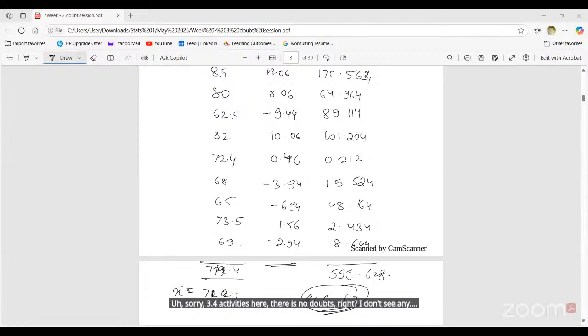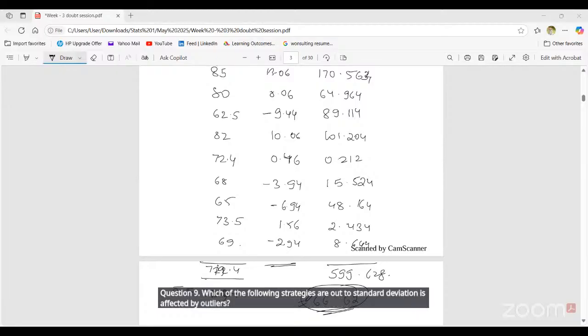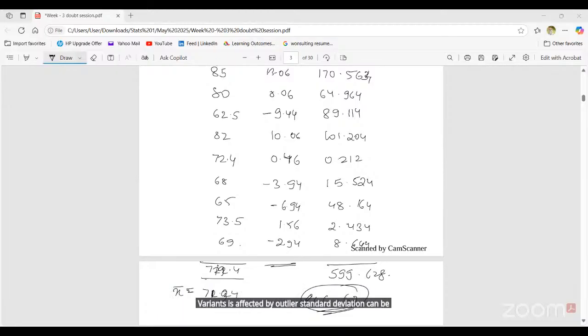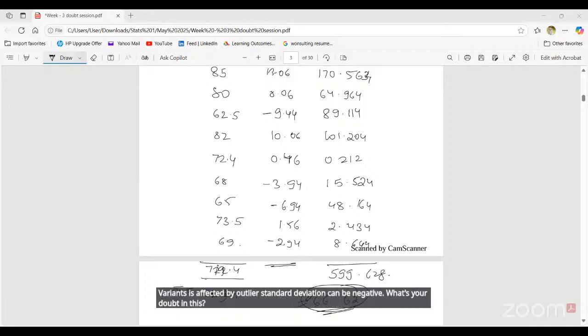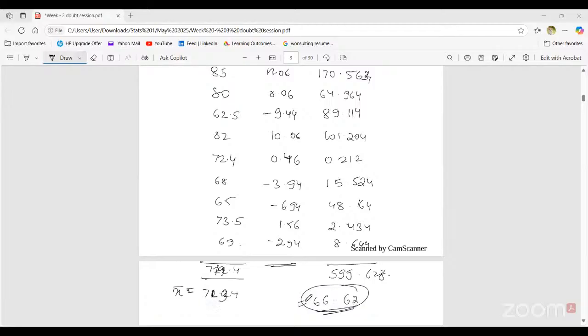Ma'am, can you please explain question number 9? Which of the following statements is or are true? Standard deviation is affected by outliers. Variance is affected by outliers. Standard deviation can be negative. What's your doubt in question 9? It was option 4, ma'am, but it's cleared now.